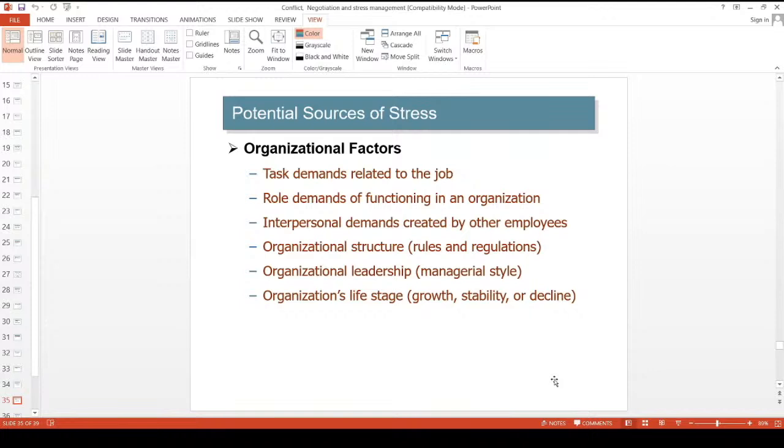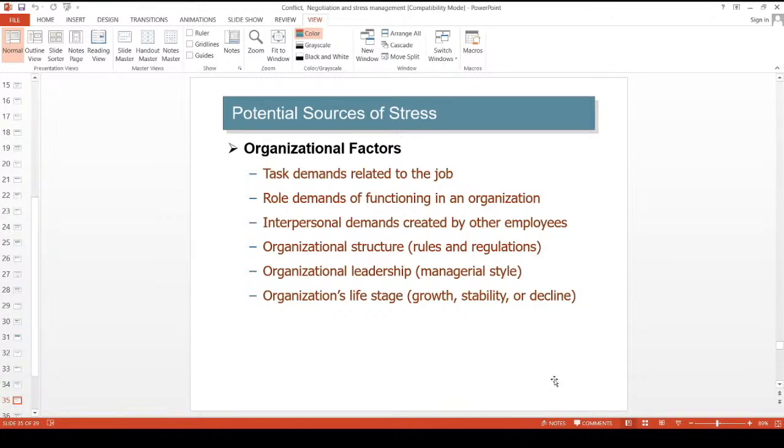For example, you can see that in some public sector organizations, due to obsolete rules, there will be more stress. You must have seen it in government employees as compared to multinational companies. Organizational leadership style is again there. In some organizations, there is a traditional style of management, and in some organizations, there is an innovative and dynamic style of leadership. So these styles of leadership can also be a potent source of stress.